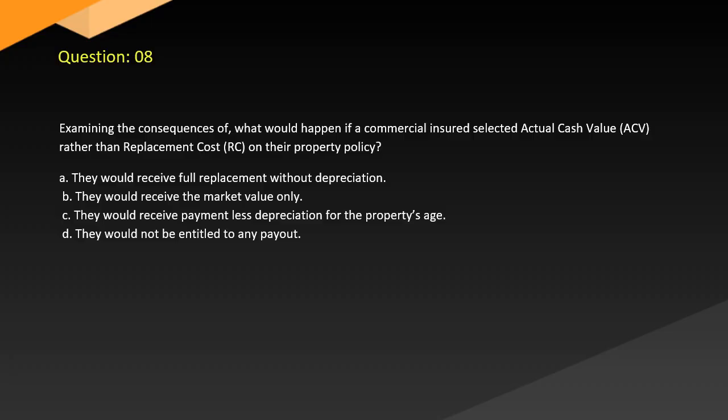Question 8. Examining the consequences of what would happen if a commercial insured selected actual cash value, ACV, rather than replacement cost, RC, on their property policy. A. They would receive full replacement without depreciation. B. They would receive the market value only. C. They would receive payment less depreciation for the property's age. D. They would not be entitled to any payout.